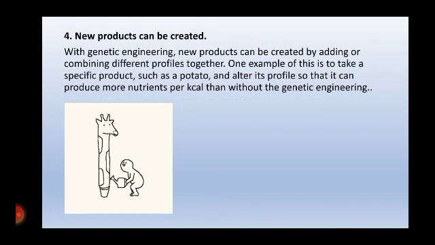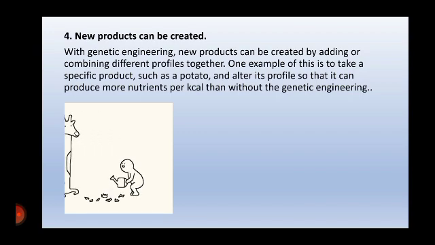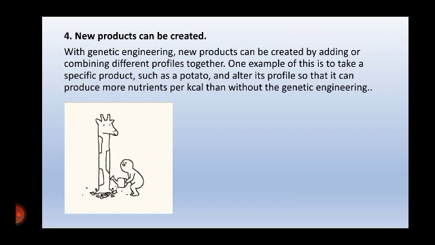Number 4. New products can be created. With genetic engineering, new products can be created by adding or combining different profiles together. One example of this is to take a specific product such as a potato and alter its profile so that it can produce more nutrients per kcal. That, without genetic engineering, this makes it possible for more people to get what they need nutritionally, even if their food access is limited, and this could potentially reduce global food insecurity.